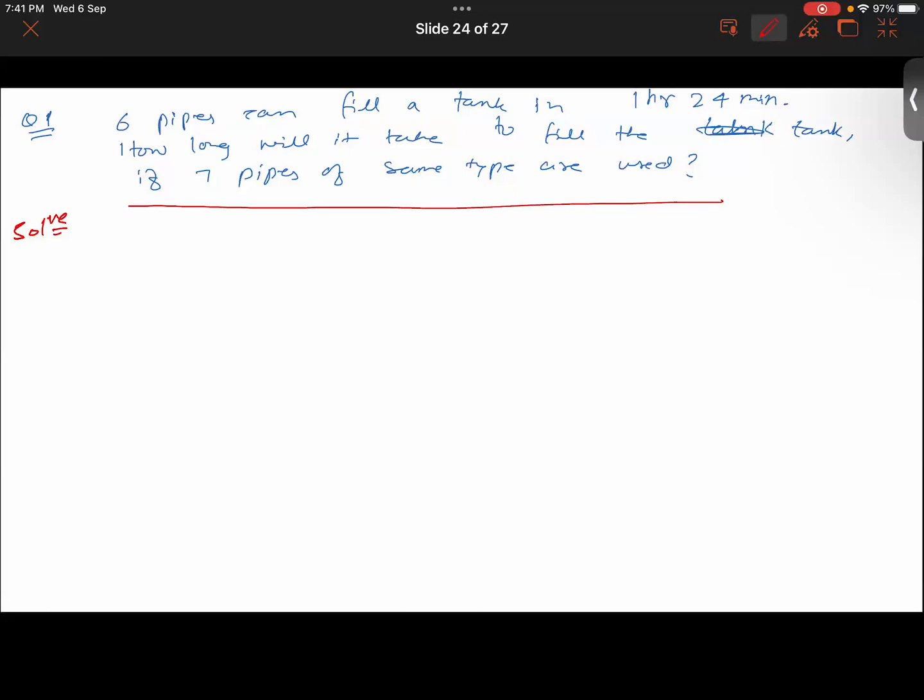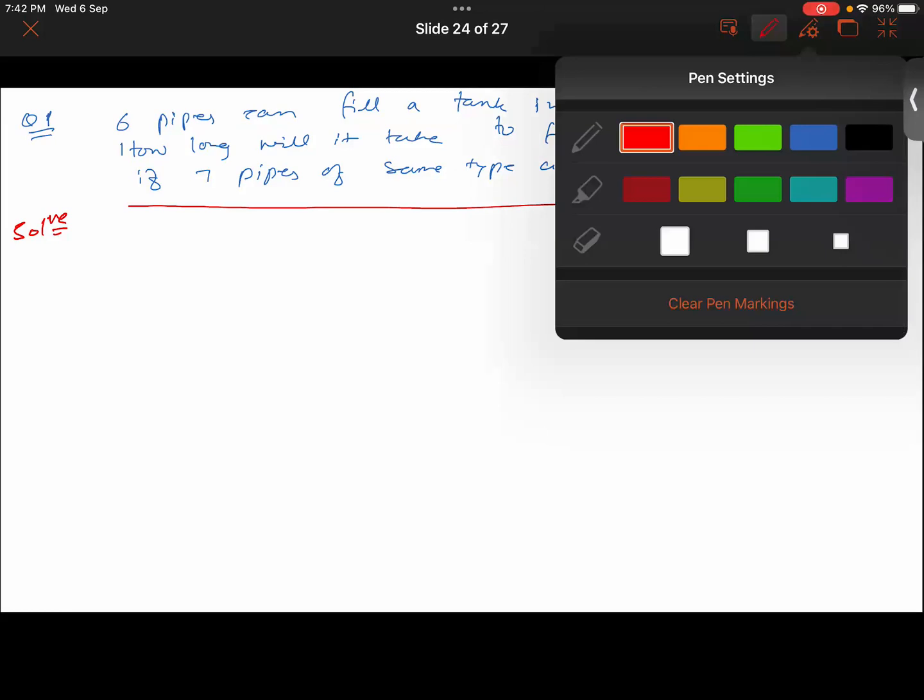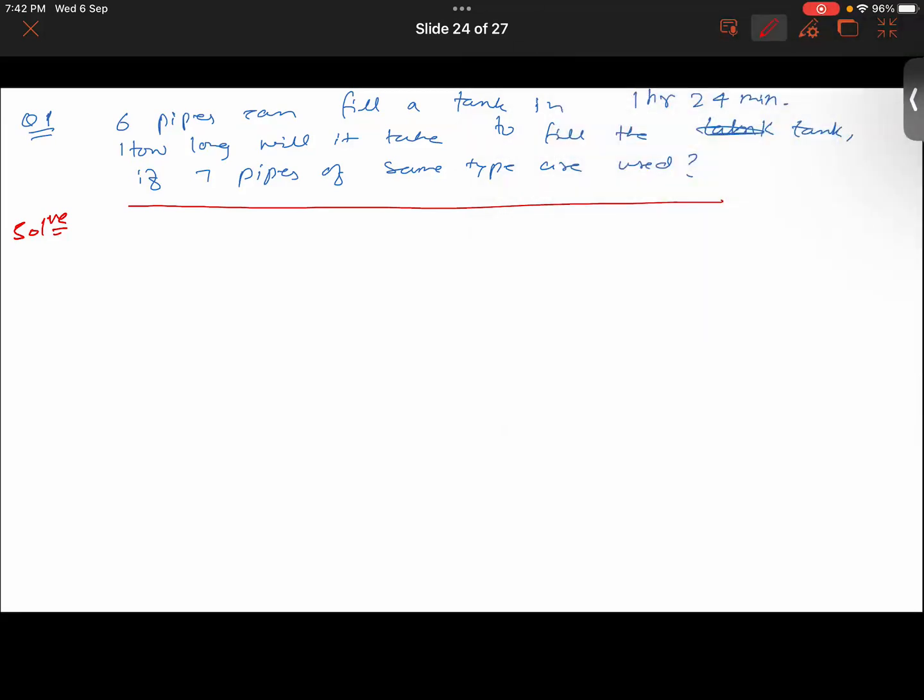First, tell me, is it a direct or indirect relation? It's indirect, obviously. If the number of pipes is increased, it means lesser time will be required to fill the tank. Just tell me the answer. It's 72 minutes, or 1 hour 12 minutes. Exactly, 1 hour and 12 minutes.